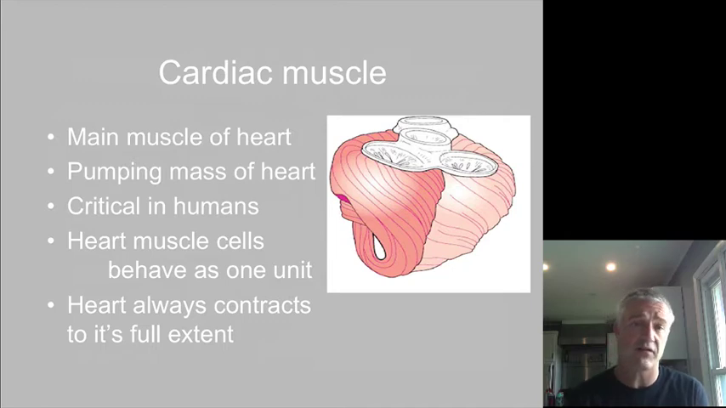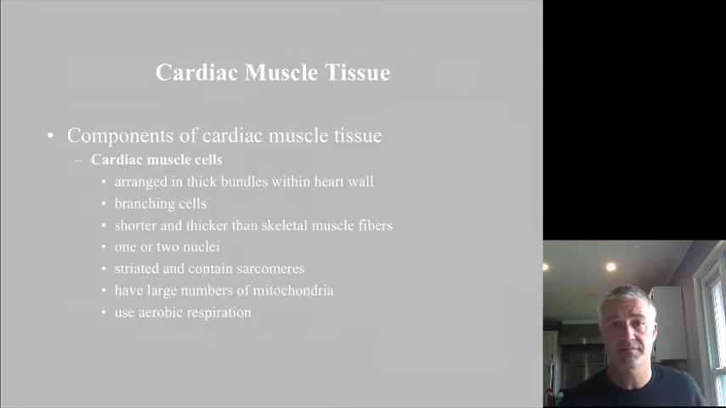Cardiac muscle, this is found in the heart, two main portions of it in the heart, and generates the upper and lower chambers of the heart. Obviously, we know the heart functioning is critical to us, and cardiac muscle is a little bit different in that what's happening in one muscle cell can influence the other ones. This is not true in skeletal muscle, and we'll get into that and why that's the case. The other thing is the heart is always going to contract fully every time it's stimulated to contract.